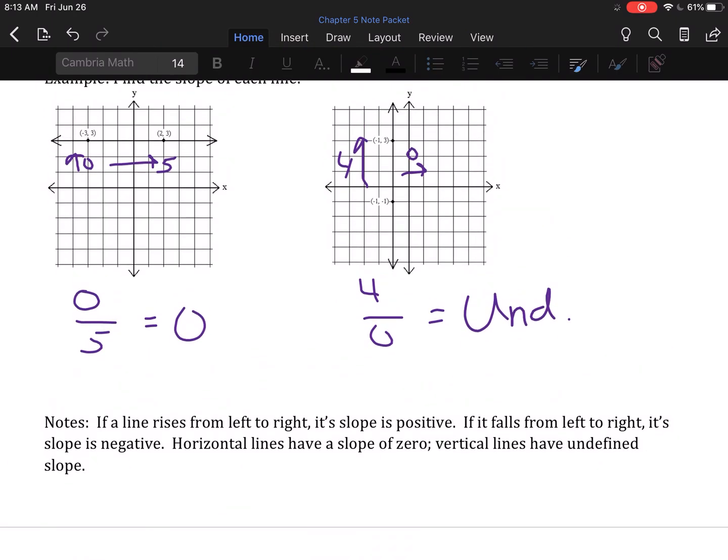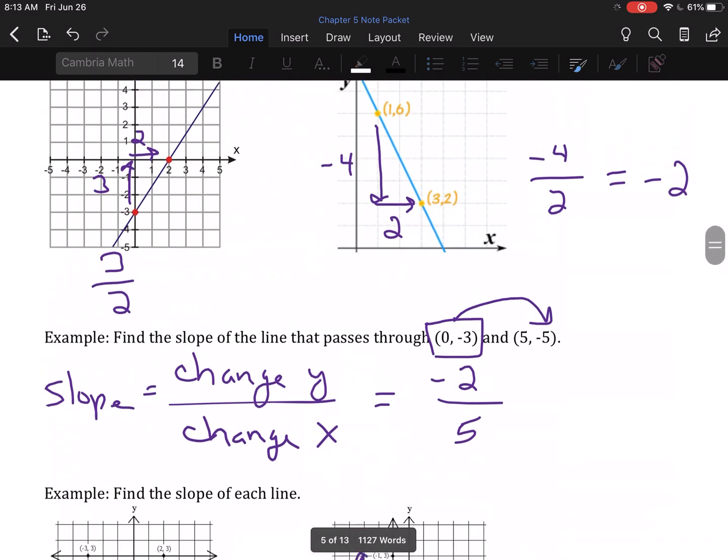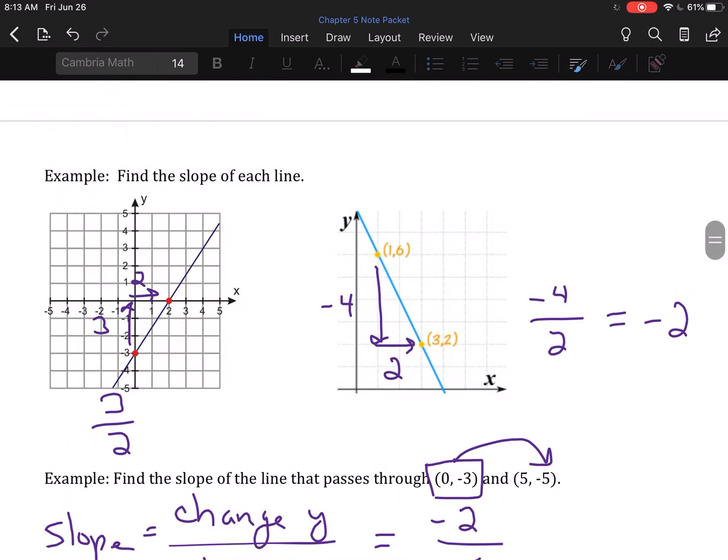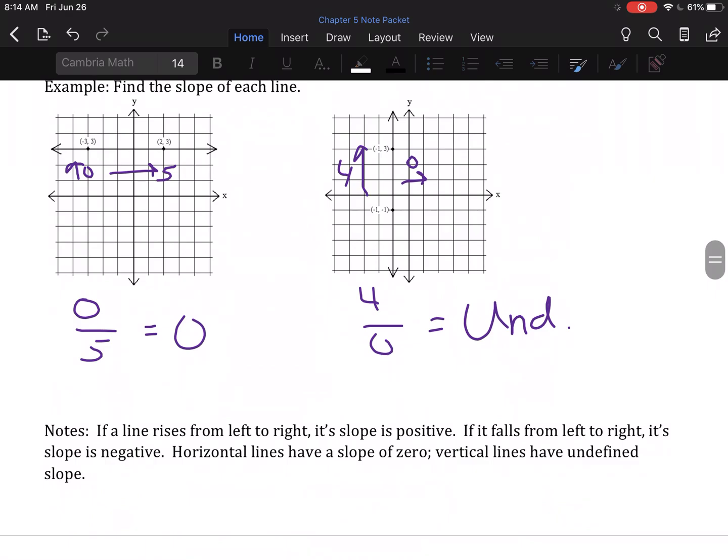If a line rises from left to right, its slope is positive. And that looks like the graph on the left here. If a slope falls from left to right, it has negative slope. That's my graph here that's blue and yellow. And you can see negative 2 is the slope. Horizontal lines, which is the left graph here, have slope 0. And vertical lines, which is the right graph here, have an undefined slope. That's not 0. That's not no slope. It is specifically undefined. And that is the only correct answer to the question, what is the slope of a vertical line?